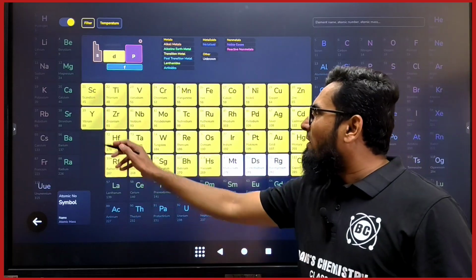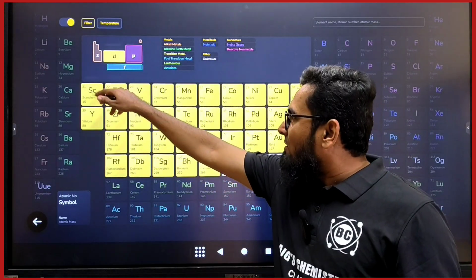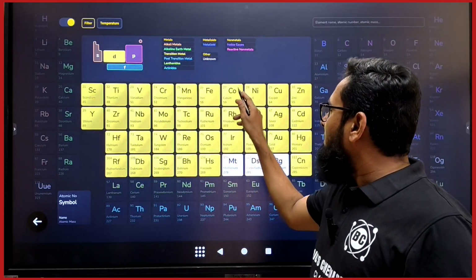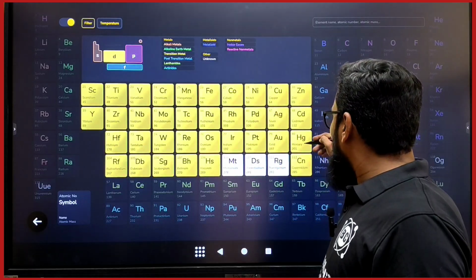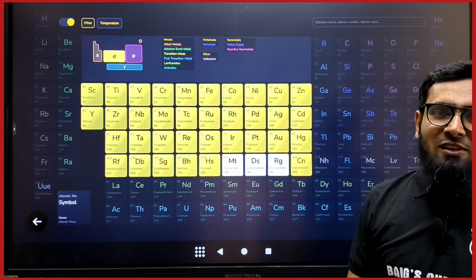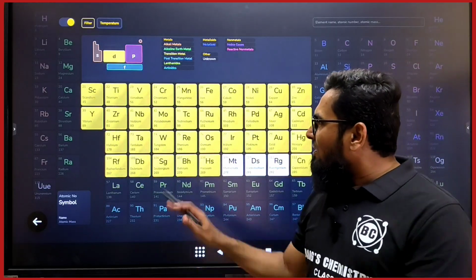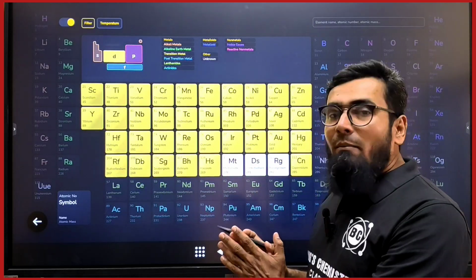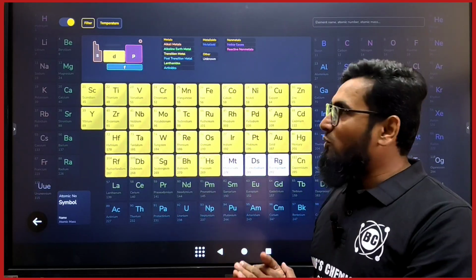So if you count this, how many are in number, students? If you leave this column, 1, 2, 3, 4, 5, 6, 7, 8, 9. 1, 2, 3, 4. 4 nines, 36, 37 and 38. Total 38 elements are present. So these all elements are metals. D block metals you can also say.